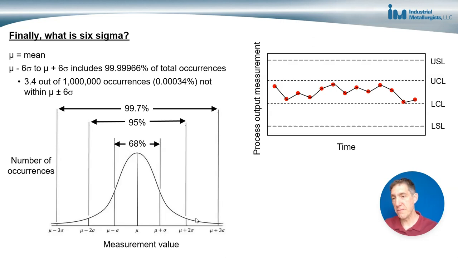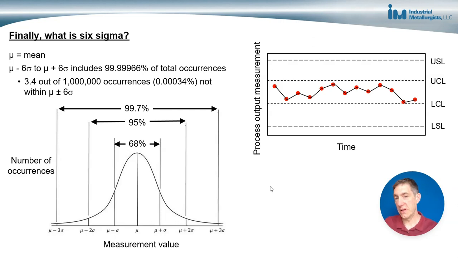Or said another way, it means that 3.4 out of 1 million occurrences fall outside of plus or minus 6 sigma. It means that the parts are not compliant with plus or minus 6 sigma. Ideally, we have a manufacturing process set up that has upper and lower spec limits and a standard deviation that result in only 3.4 out of 1 million occurrences of the thing that we're producing falling outside of plus or minus 6 sigma. So that's where 6 sigma originates from.